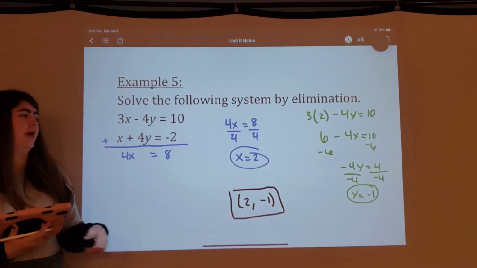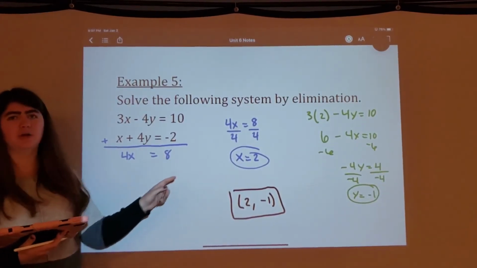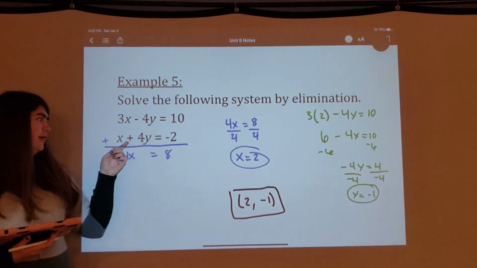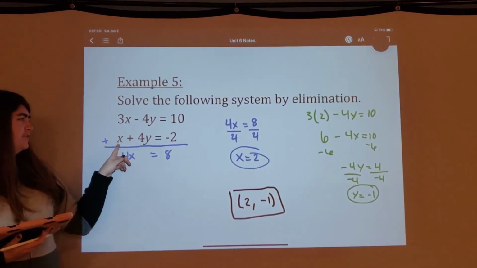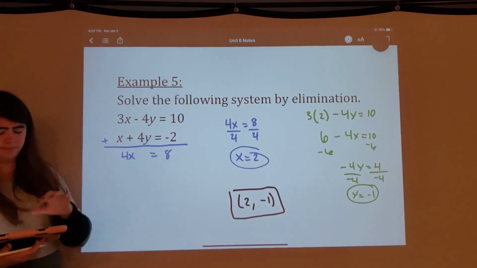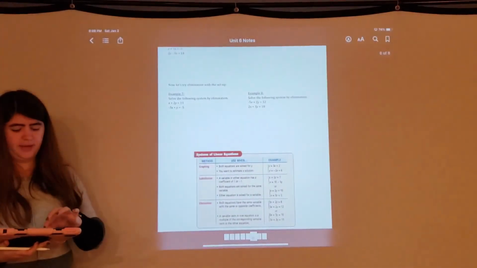Then I would want to check it, and to check it, I would take the x and I'd plug it into the other equation. And then you can plug the y in too. So I have 4 times negative 1, that's negative 4. So I have 2 plus negative 4 is equal to negative 2. That checks out, it works. Alright, let's go ahead and take a look at another example on the next page.